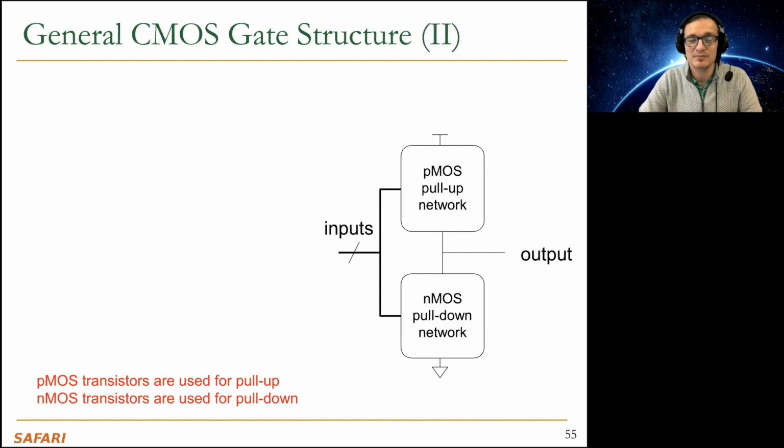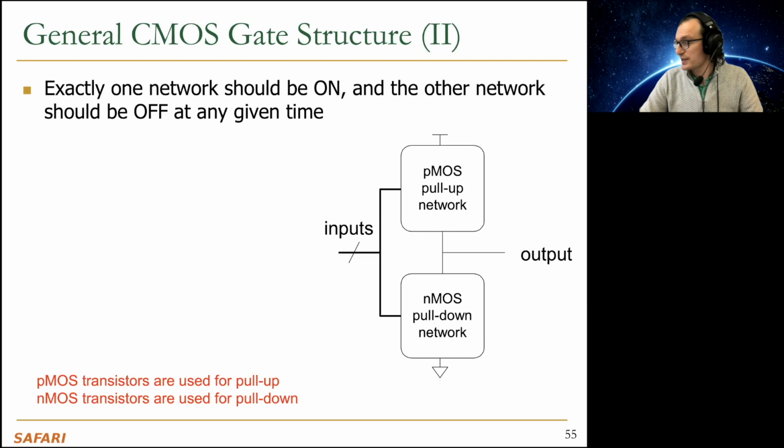at doing that. So for this to work, exactly one network should be on and the other network should be off at any given time. So this should be on and this should be off, or this should be on. If both of them are on, that's not good. The output is, you don't know what it'll be, right? You may have a not good value. If both of them are off, then you have a floating value in the output, right? So hopefully that's clear.